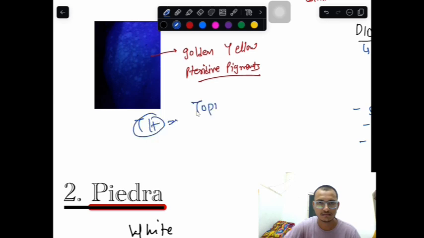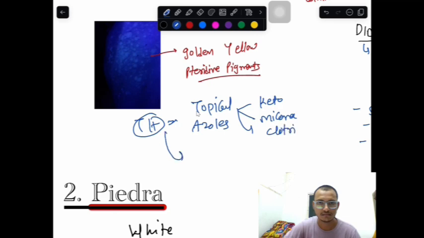So we will use topical azoles. Which are the topical azoles? We know ketoconazole, miconazole, then clotrimazole, and what other things can we use? Okay, if they involve hair, we must shave because the infection involves the hair, right?